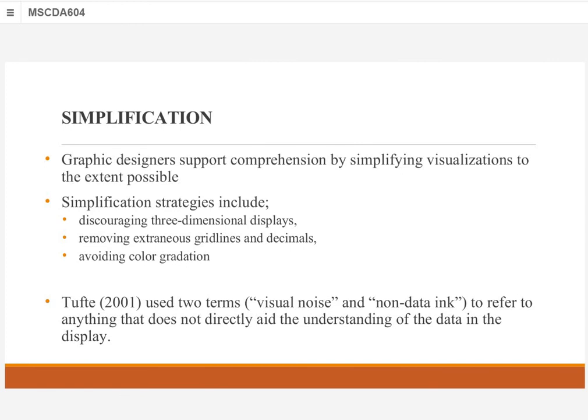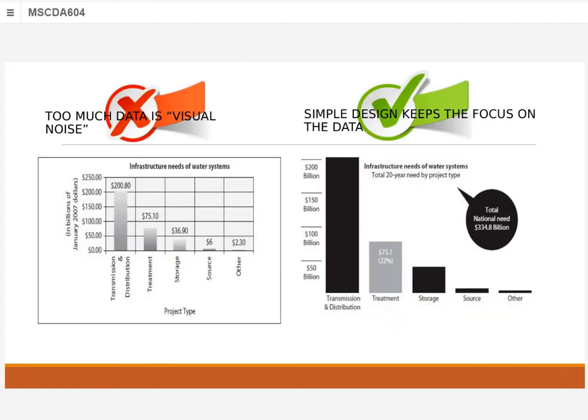That's adding something that does not aid the understanding of the data that you want to display. Don't put fancy colors that are not useful. Instead, they will become visual noise. And the non-data ink principle. So, for example, I have a few examples. The first graph here has too much data in it, and that is visual noise, whereas the second is much better. It's a simple design that keeps focus on the data.